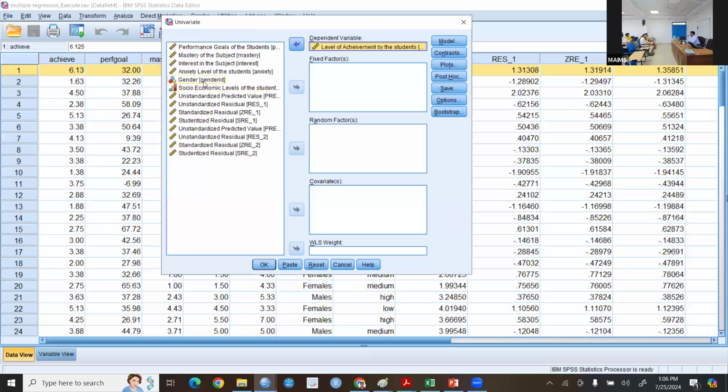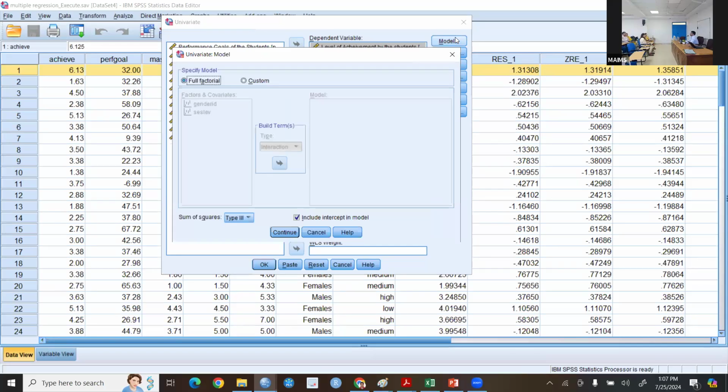So I want gender and socio-economic level. These are my two factors. Gender has got two categories. Socio-economic level has got three categories. That means one variable can cater to t-test. One variable can cater to one-way ANOVA also. Right? Gender was for t-test. Socio-economic level was for one-way ANOVA. Now I have put both. Right? So there is no need to do anything in the model.